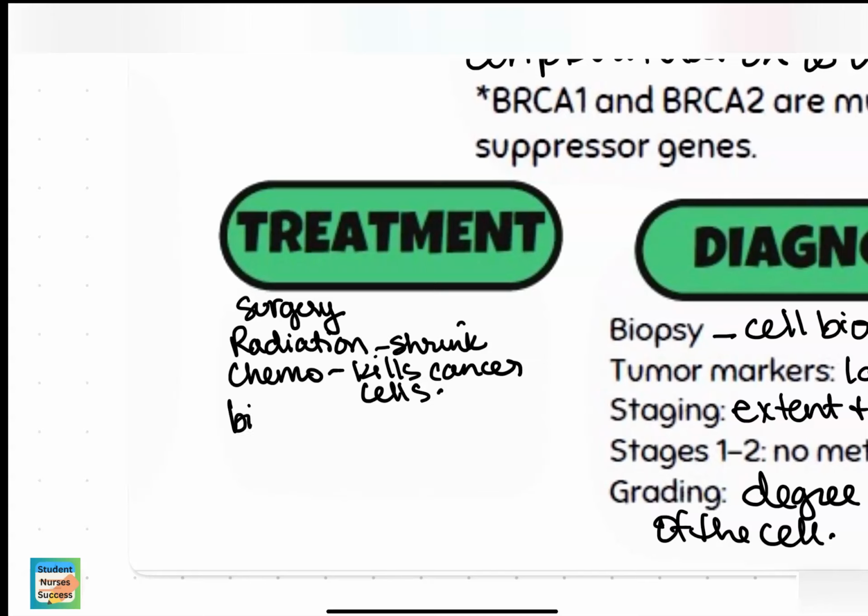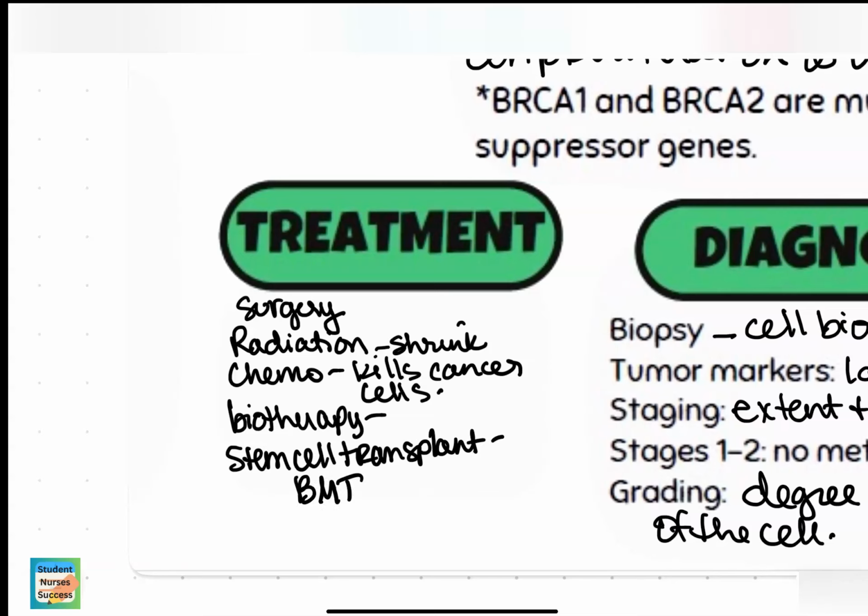and biotherapy. Biotherapy is really neat. Biotherapy uses the body's own immune system to kill off the cancer. So those are some new things on the way. We can even do stem cell transplants, which are also called bone marrow transplant or a BMT. And we'll talk about those a little bit when we talk about our white blood cell leukemia and lymphoma cancers.